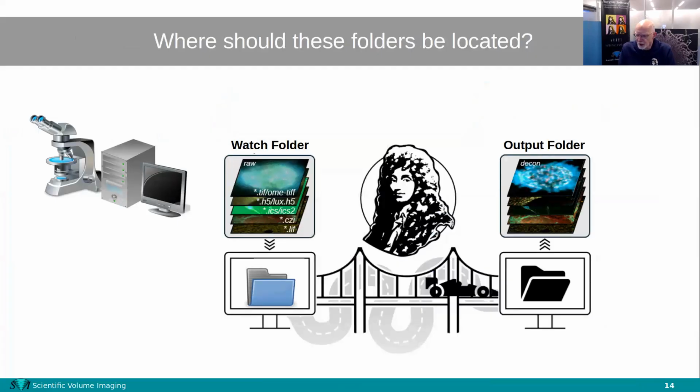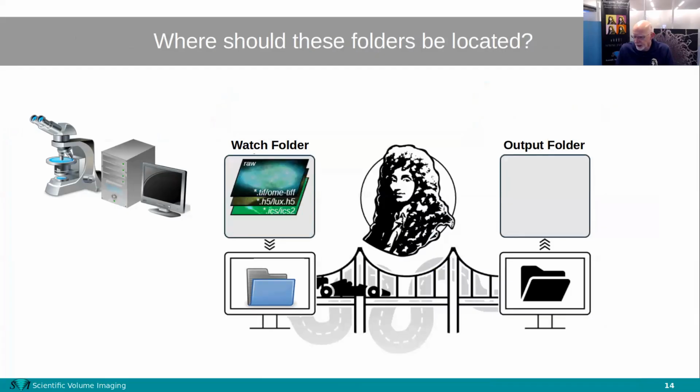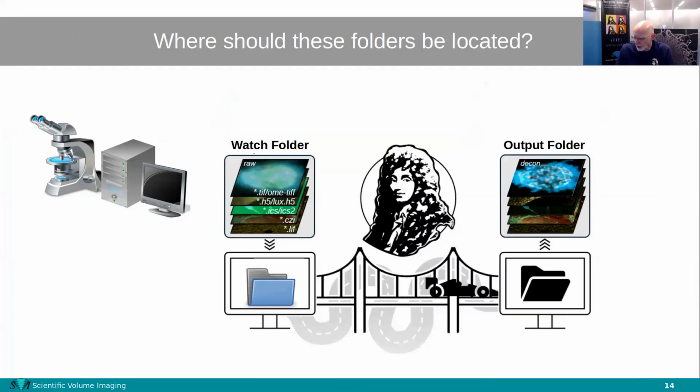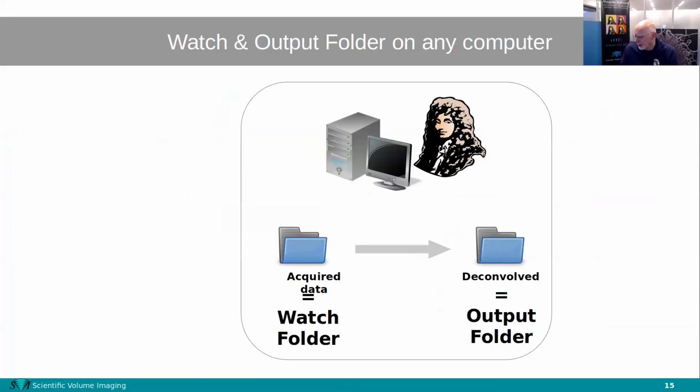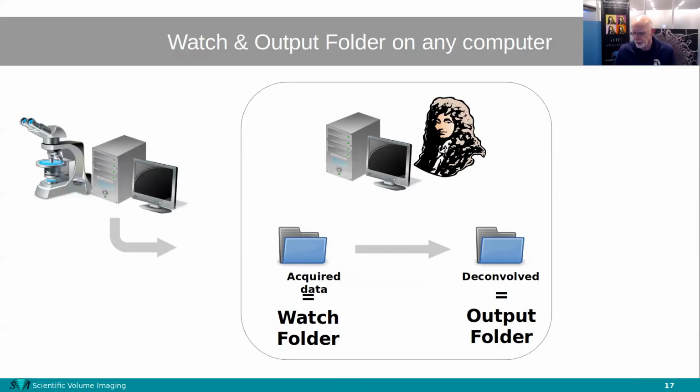So where should these folders be located? The watch folder of the image feeder and the batch feeder can basically be located on any computer. That can be the computer on which Huygens is already installed, so you have your watch folder with the input data and the deconvolved output folder on the same machine. You can also save from the microscope to a folder on the Huygens computer, and that one is being watched and deconvolved.